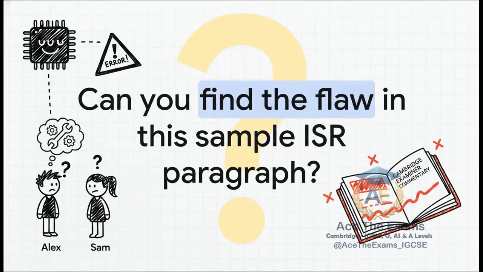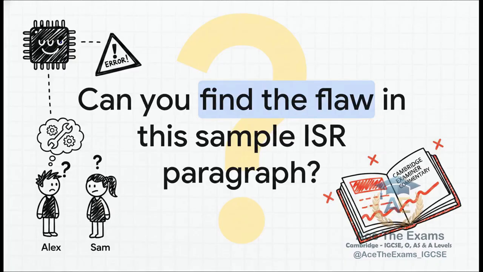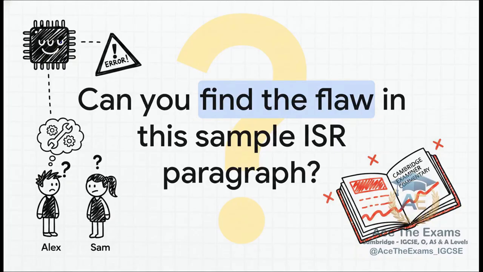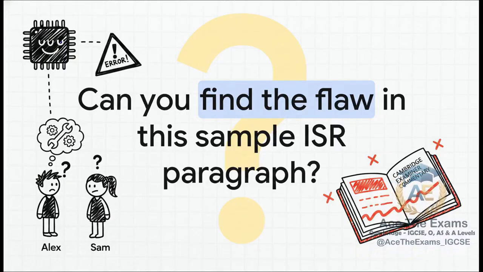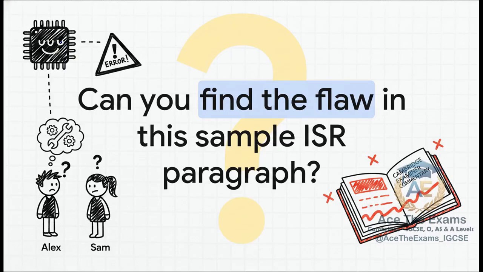Let's pivot to our next challenge. Can you find the flaw in this sample paragraph? Take a moment and really process this text as I read it. When an interrupt occurs, the CPU stops what it is doing and handles the problem. This is important because hardware can fail. Software interrupts also happen. The system then goes back to normal.